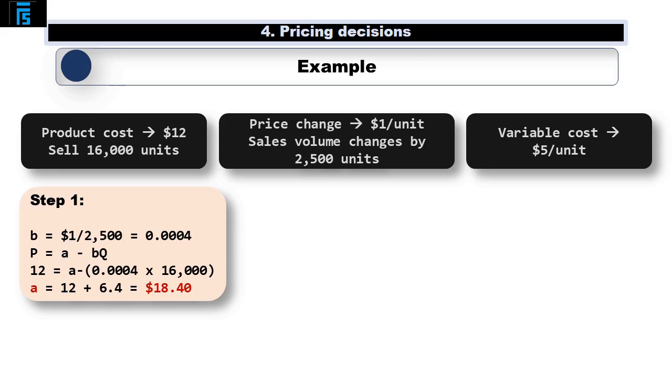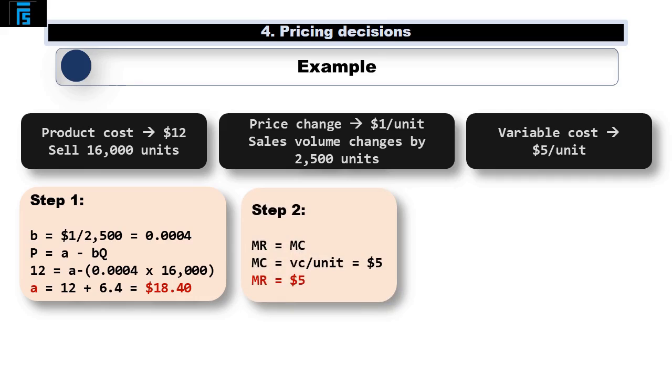We also need to find A, and we can do this by inserting all the known figures into the demand equation and then finding A as the missing figure. We know that when P is $12, Q is 16,000 units, and we have also calculated B to be 0.0004. So rearranging the formula, we can find A to be $18.40.